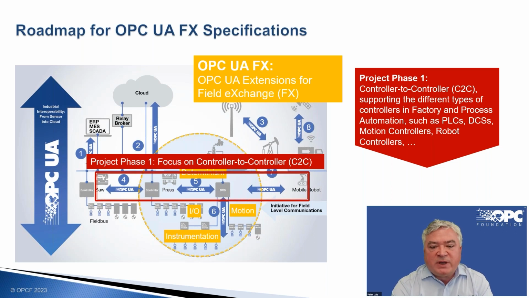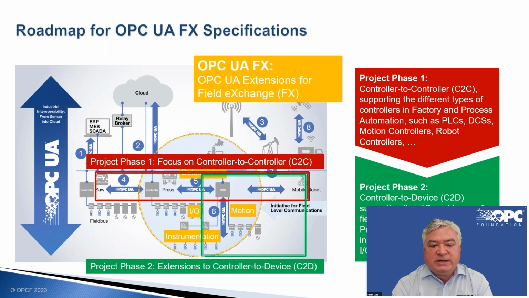So this is about the horizontal connectivity, exchanging process data, real-time, safety, and so on between controllers. And project phase two is then extending these concepts to cover what we name controller to device, which also includes device to device. This is when we define the different concepts for the different field devices, including motion devices, for example, servo drives, frequency converters, field instruments, remote IOs, and whatever you have in the field.